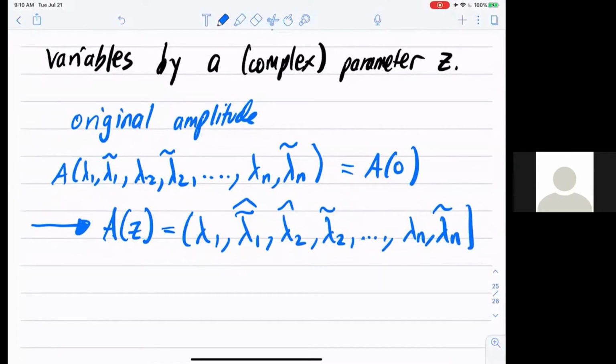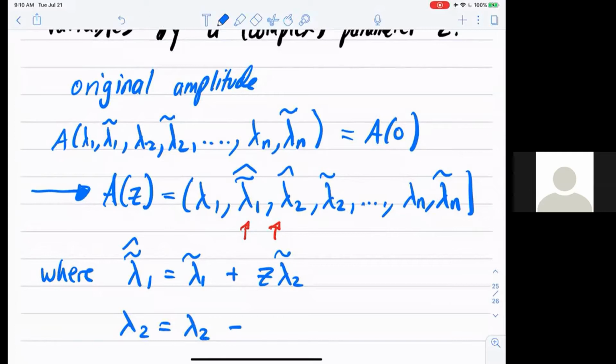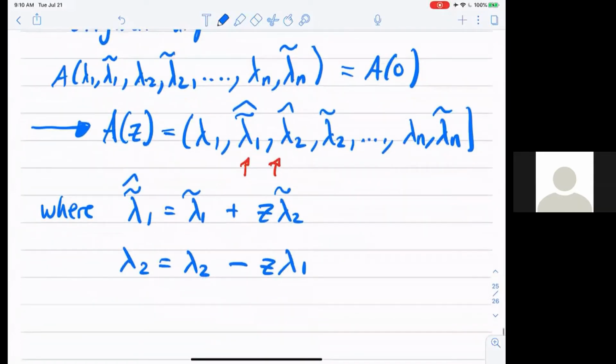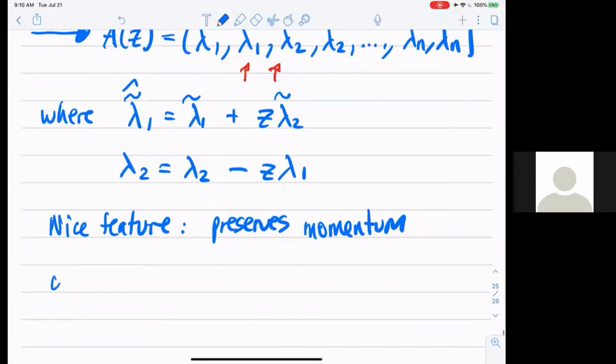Okay, I'm putting a hat on these two variables, because we're going to deform them by z. Lambda 1 tilde hat is going to be lambda 1 tilde plus z lambda 2 tilde. And lambda 2 hat is going to be lambda 2 minus z lambda 1. Okay, now this has a nice feature. It's a crucial feature that makes the whole thing even sensible, which is that it preserves momentum conservation.